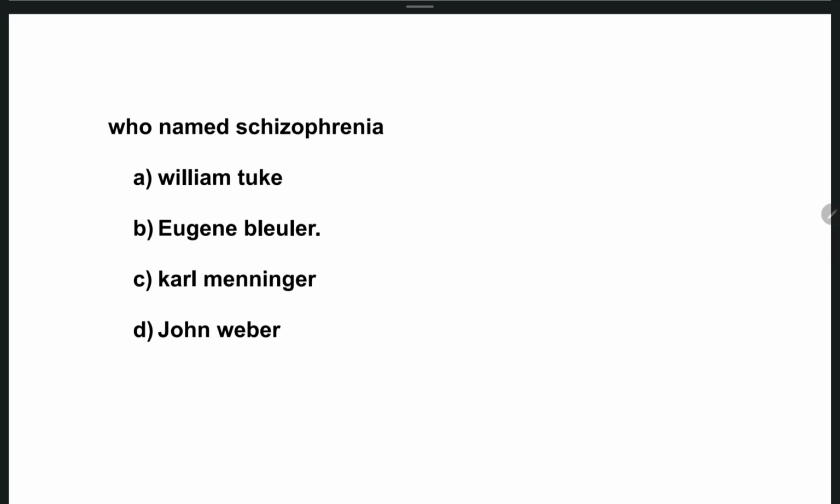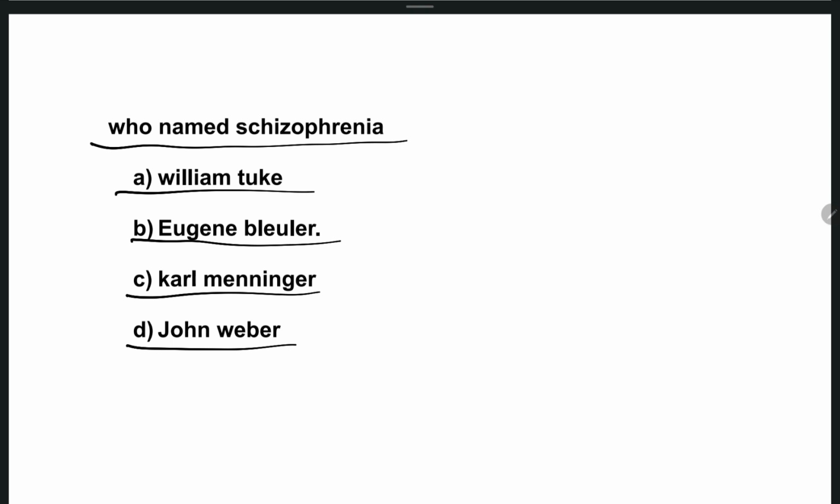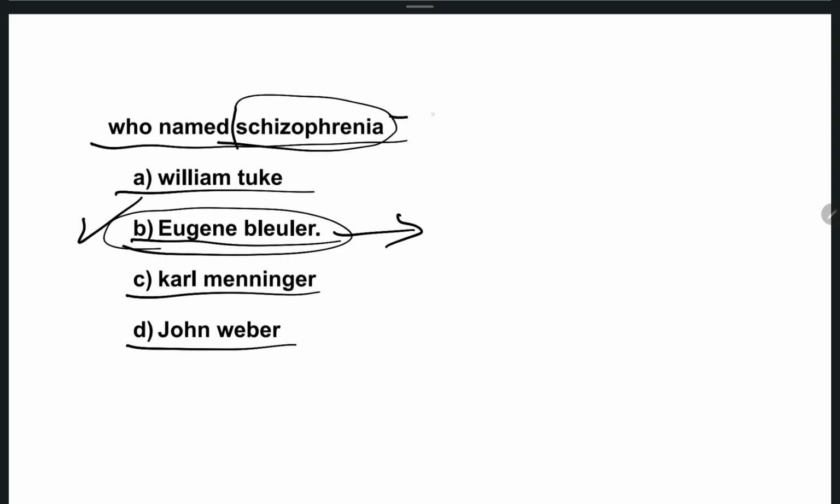The next one is, who named schizophrenia? Option A, William Tukey. Option B, Eugene Bleuler. Option C, Carl Menninger. Option D, John Weber. The right one is option B, Eugene. He is the person who gave the name schizophrenia.